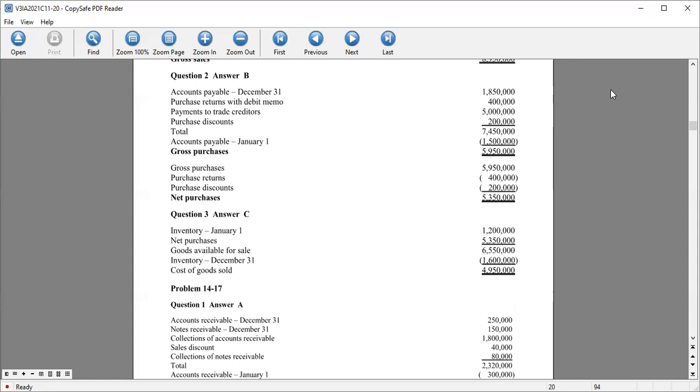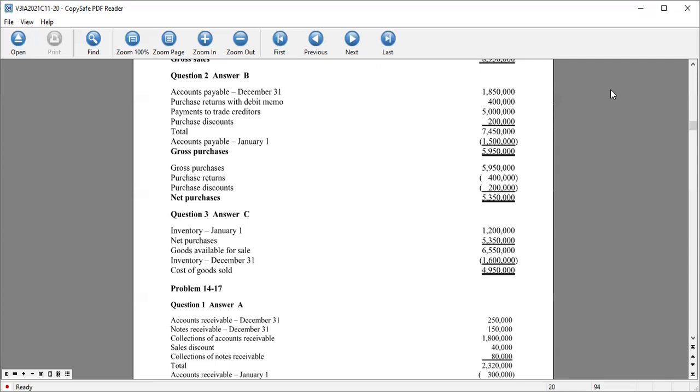Then we have to deduct, or no, we have collections of accounts receivable. So we have now for number 16, cost of goods sold of 4,950,000. It's letter C, while in number 2, the amount to be reported as gross purchases, you have 5,950,000 for the gross purchases. And for number 3, we have the amount of cost of goods sold, forwarding the amount of net purchases to the cost of goods sold statement.